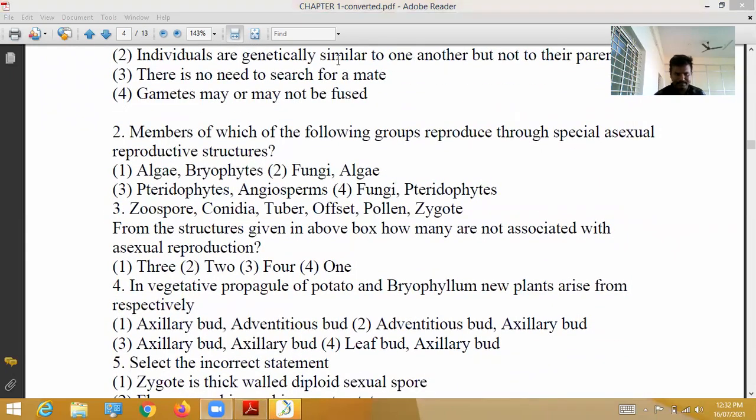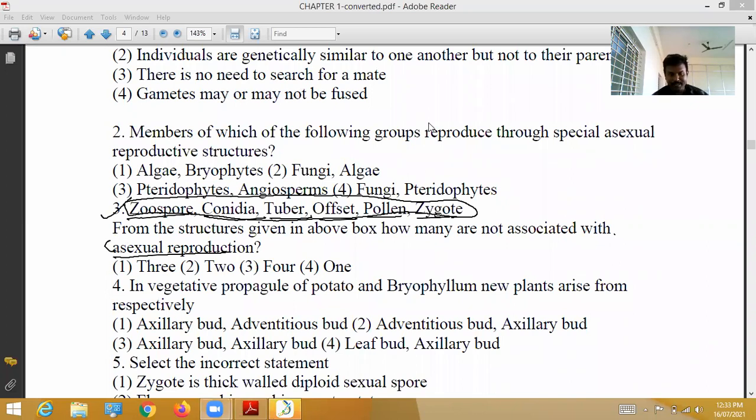Third question. Zoospore, conidia, tuber, offset, pollen, and zygote. From the structures given above in the box, how many are not associated with asexual reproductive structures?